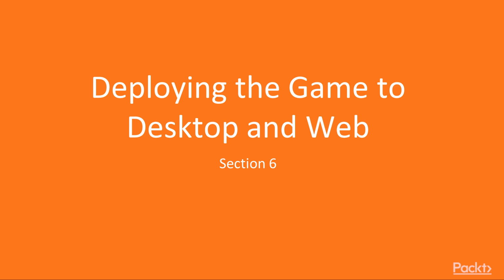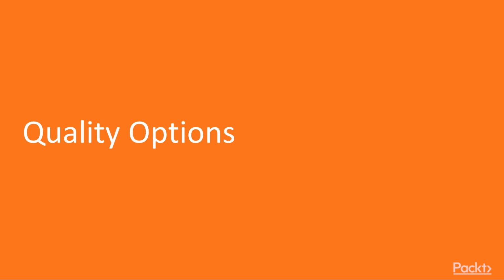Okay, welcome back to the course. Here we're in section 6 now. We're going to be talking about deploying your game to desktop and web. And before you do that, there are a few things you need to look out for. The first one of those is we want to look at your quality options. So let's head over to Unity and see what that is.